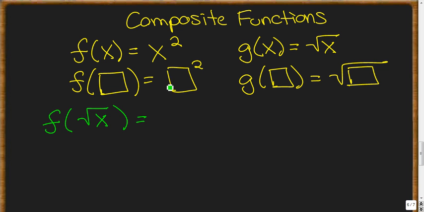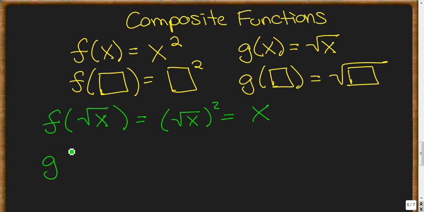It tells me right here that whatever I plug in, I have to square. So I'm going to get the square root of x squared, which gives me x. That's not surprising because these two functions are actually inverses of each other. They undo the other in a sense, and then you get back to your original input.